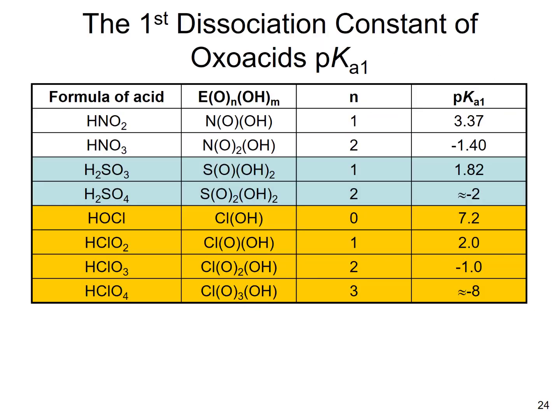Now here we see a table where the first dissociation constants of selected oxoacids are noted down. You have oxoacids based on nitrogen, sulfur, and even chlorine. So these are the central atoms. The number of hydrogen-free oxygen atoms would decrease or increase according to this table. Again, you can see with a larger number n, you have smaller pKa values.